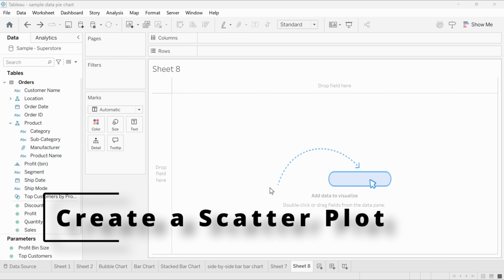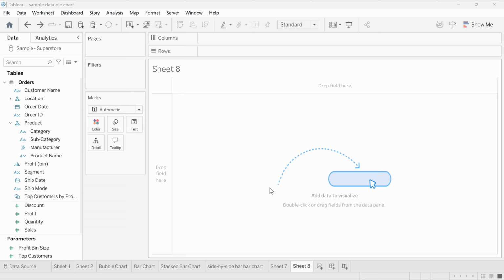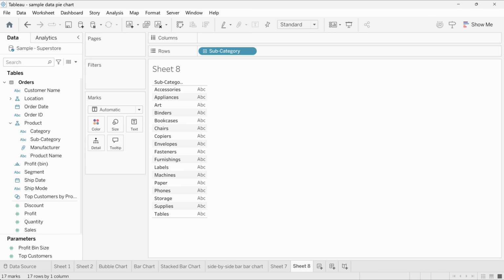My name is Emily, and today we're going to be going over how to create a scatter plot within Tableau. So for this, we're going to need one dimension and two measures. So let's go ahead and figure out which ones we want to use. Just having gone through and created this, I think that subcategory is going to give us enough dimensions to show how a scatter plot is supposed to work.